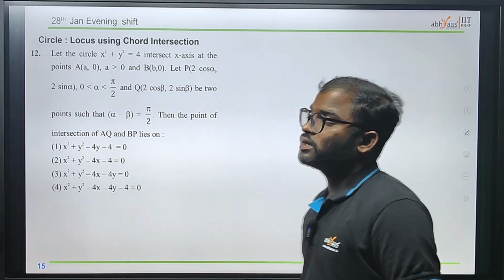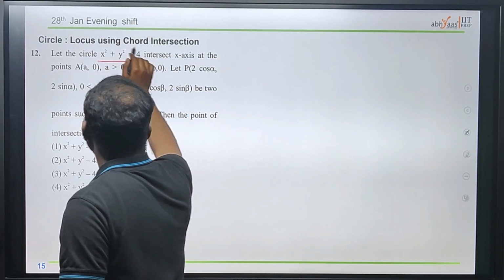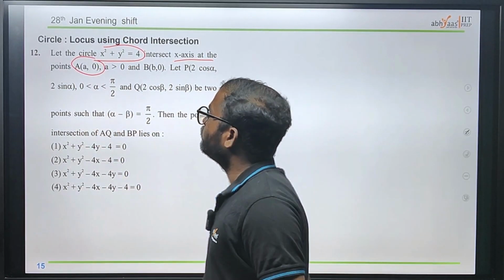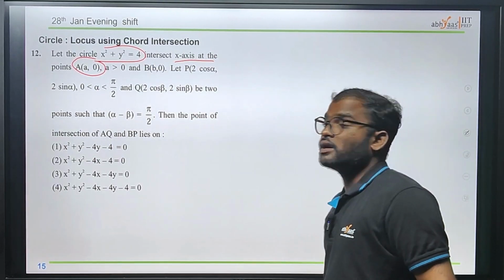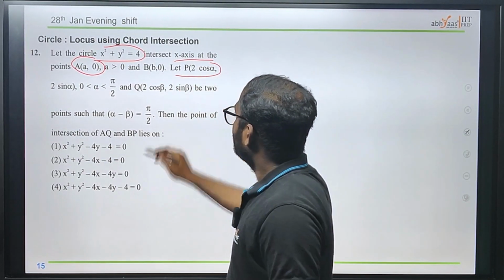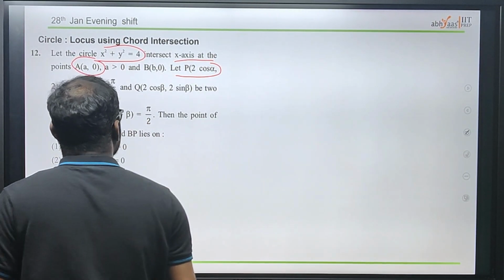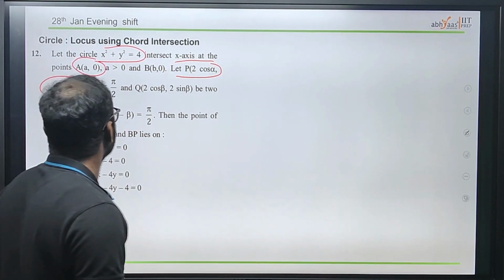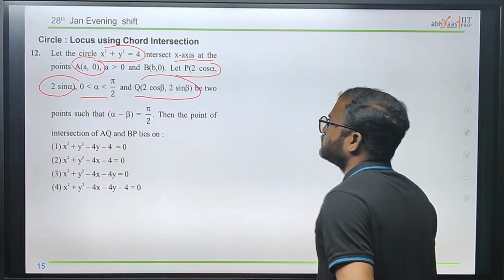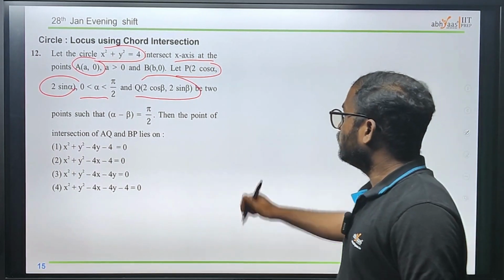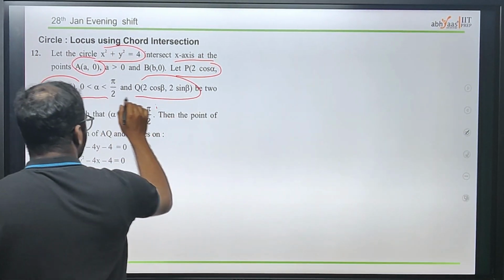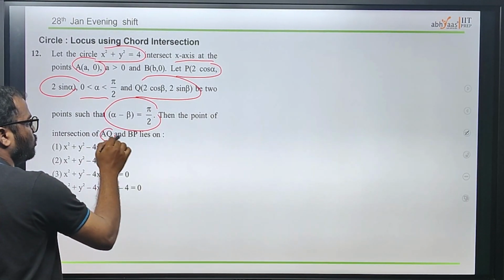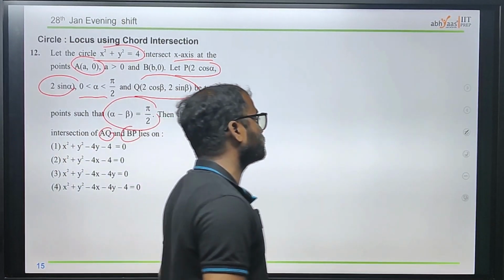Next, the locus question: a circle having radius 4 intersects the x-axis at the points A, a comma 0, and B, minus a comma 0, and the point P is 2 cos alpha, 2 sin alpha, where alpha is between 0 and pi by 2. Given a point Q, which is 2 cos beta, 2 sin beta, with alpha minus beta equal to pi by 2, what does the point of intersection of AQ and BP lie on?